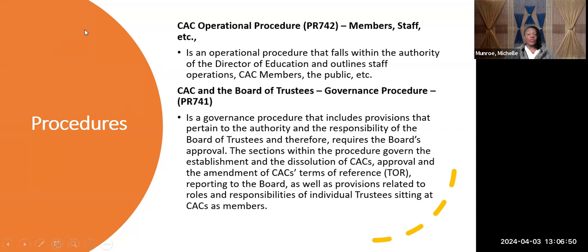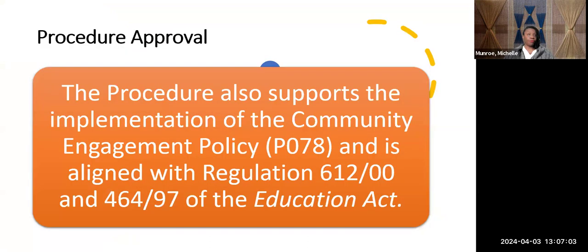PR 742 specifically looks at roles, responsibility provisions around the operations of community advisory committees, and the roles and responsibilities of membership of the community advisory committees. The procedure also supports the implementation of the community engagement policy P078, which will be en route for revision to the board. And it is in alignment with Regulation 612, which is the regulation that governs the Parent Involvement Advisory Committee, and Regulation 46497, which governs within TDSB the Special Education Advisory Committee.